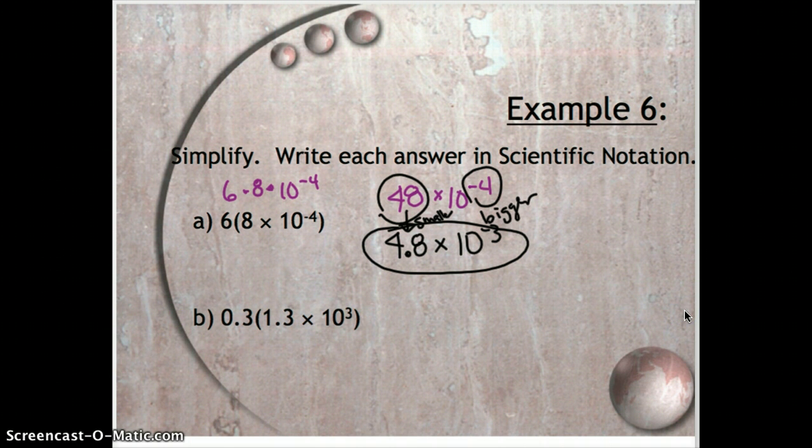This next one, 0.3 times the quantity, 1.3 times 10 to the third. Again, we're multiplying the whole time here. So I'm just going to multiply in whatever order I want. And I'm going to multiply 0.3 by 1.3. And that time I'm going to get 0.39 times 10 to the third. Now again, that's not between 1 and 10, so I'm making it 3.9. Look, I made it bigger, so I want to make this exponent smaller. And it should be 3.9 times 10 squared.